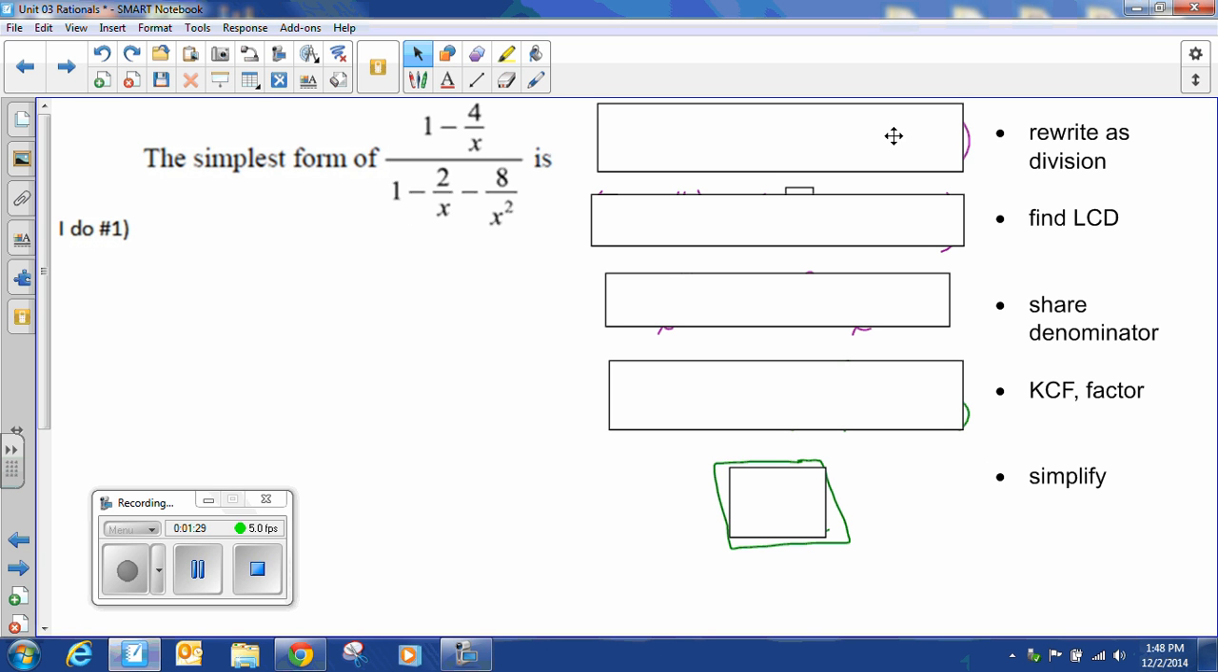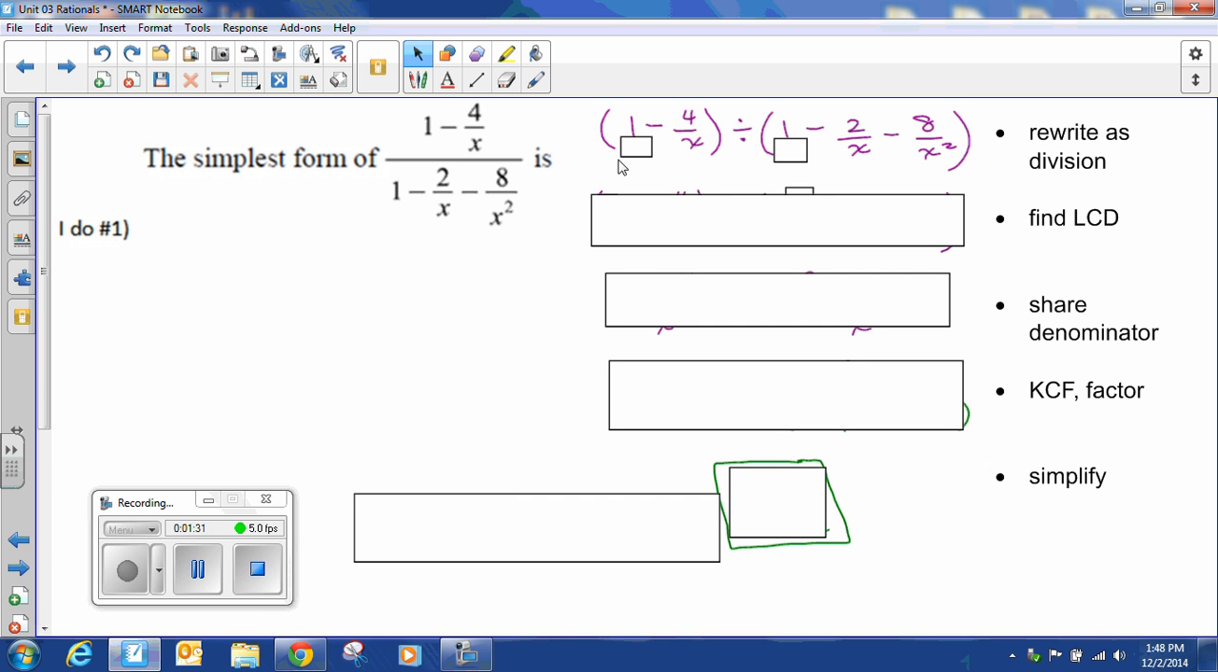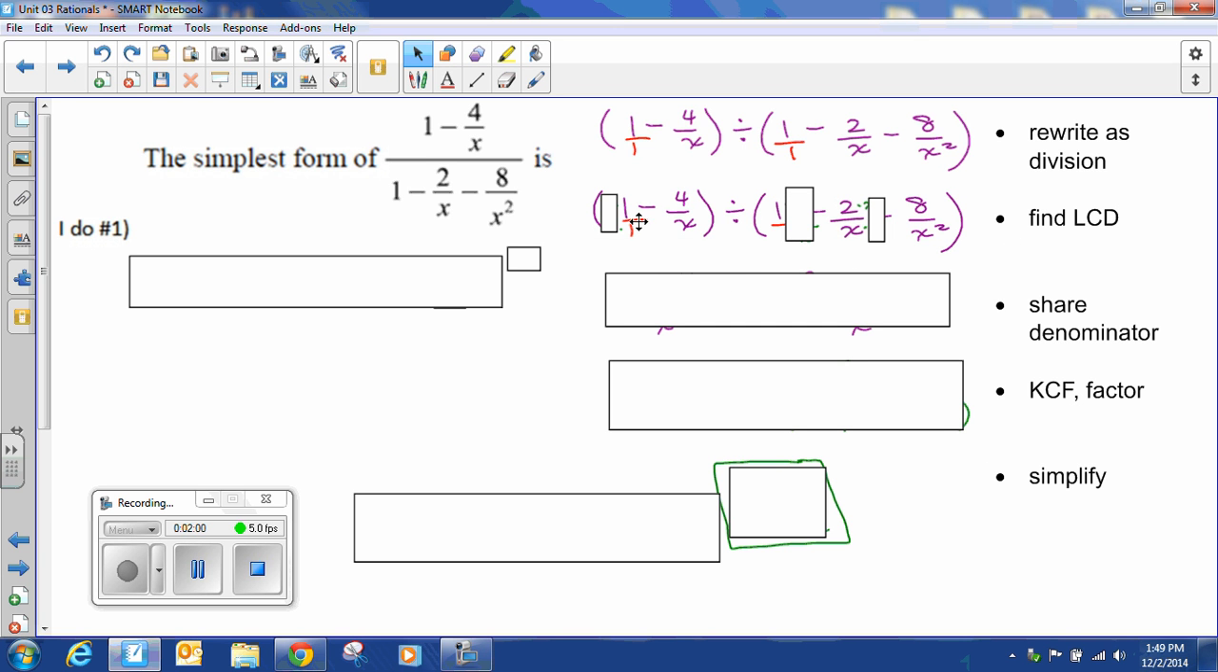Let's rewrite the entire thing as a division problem. So it's 1 minus 4 over x divided by 1 minus 2 over x minus 8 over x squared. So you have previously learned how to add and subtract rationals, and so we're going to do exactly that. So let's look at the first expression first. We'll put a 1 under it, so we're dealing with all fractions. Next thing is we want to find the least common denominator. So here we have 1 and x, so we know the least common denominator is x.